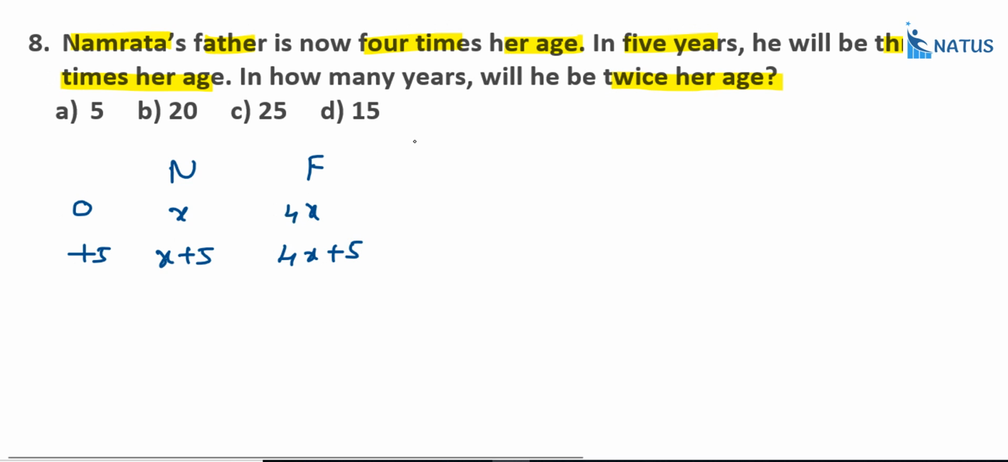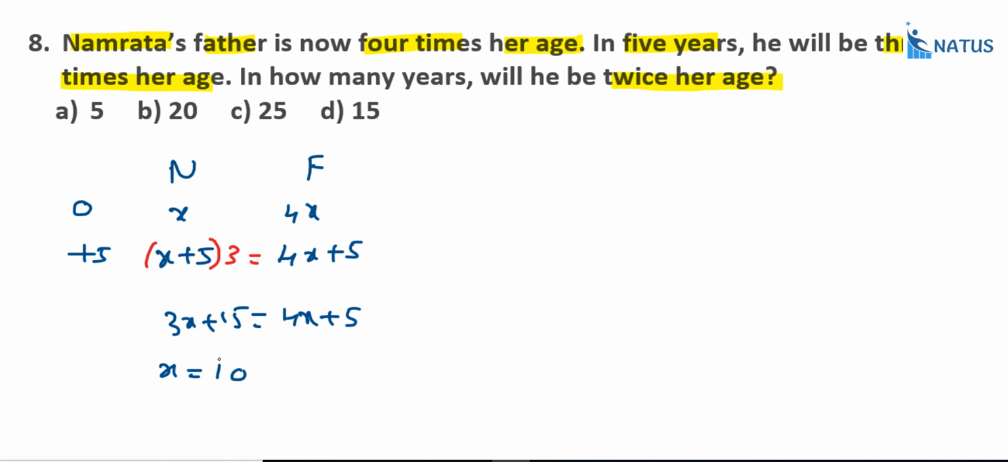That's okay. But in 5 years, he will be 3 times her age. That means you multiply Namrata's age with 3, because 3 times, and that is equal to 4x plus 5. So 3x plus 15 is equal to 4x plus 5. So what is the value of x? X is equal to 10. X equal to 10. Now what happened?